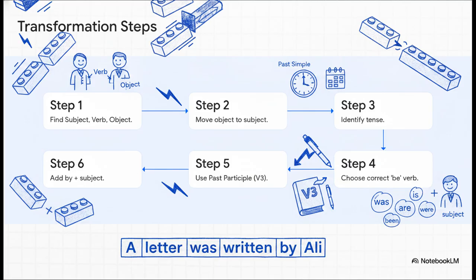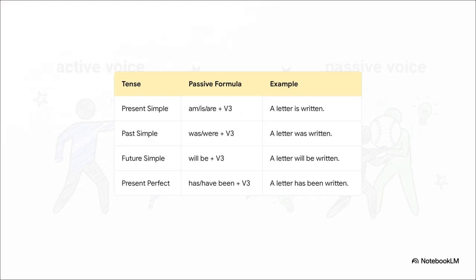Put the whole shebang together, and look what we built. A letter was written by Ali. It really is just a satisfying mechanical process. Now, what's really interesting about this breakdown is that it's basically your ultimate tense cheat sheet. Look closely. Notice how the main verb always stays in that past participle form, written. The only thing that actually changes is the be verb. Present simple uses is, past simple uses was, future simple uses will be, present perfect uses has been. That little be verb is the shapeshifter that carries your entire timeline.